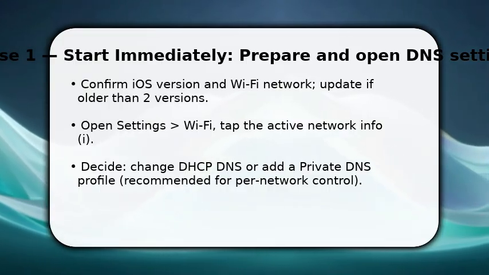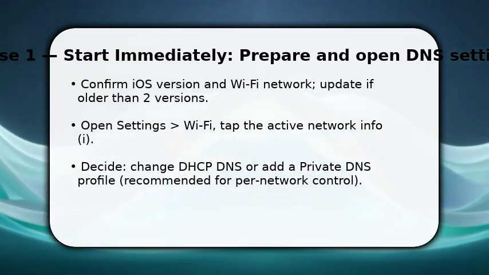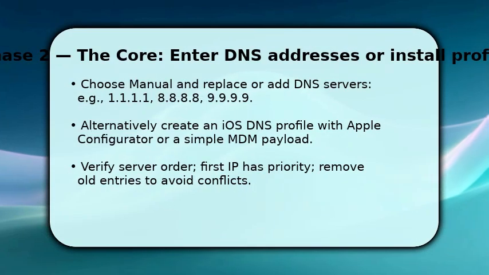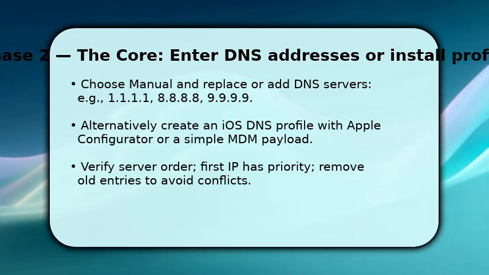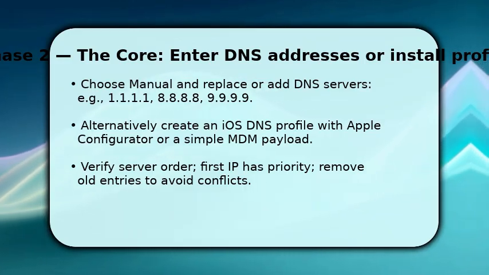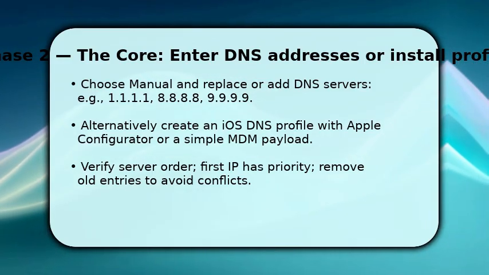Now you act. If you chose per network, tap Configure DNS, switch to manual, remove old servers, and add desired DNS IPs like 1.1.1.1 or 8.8.8.8. The first address is used first.